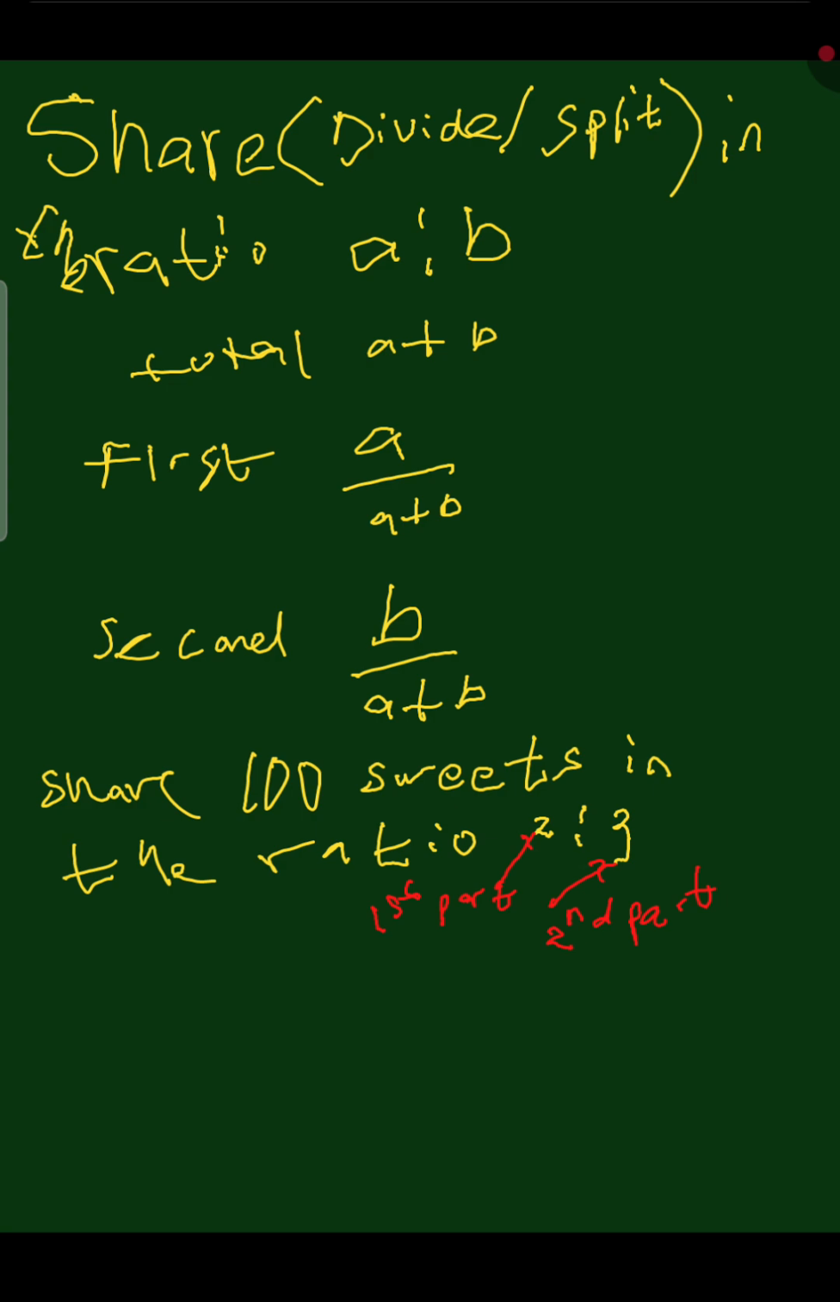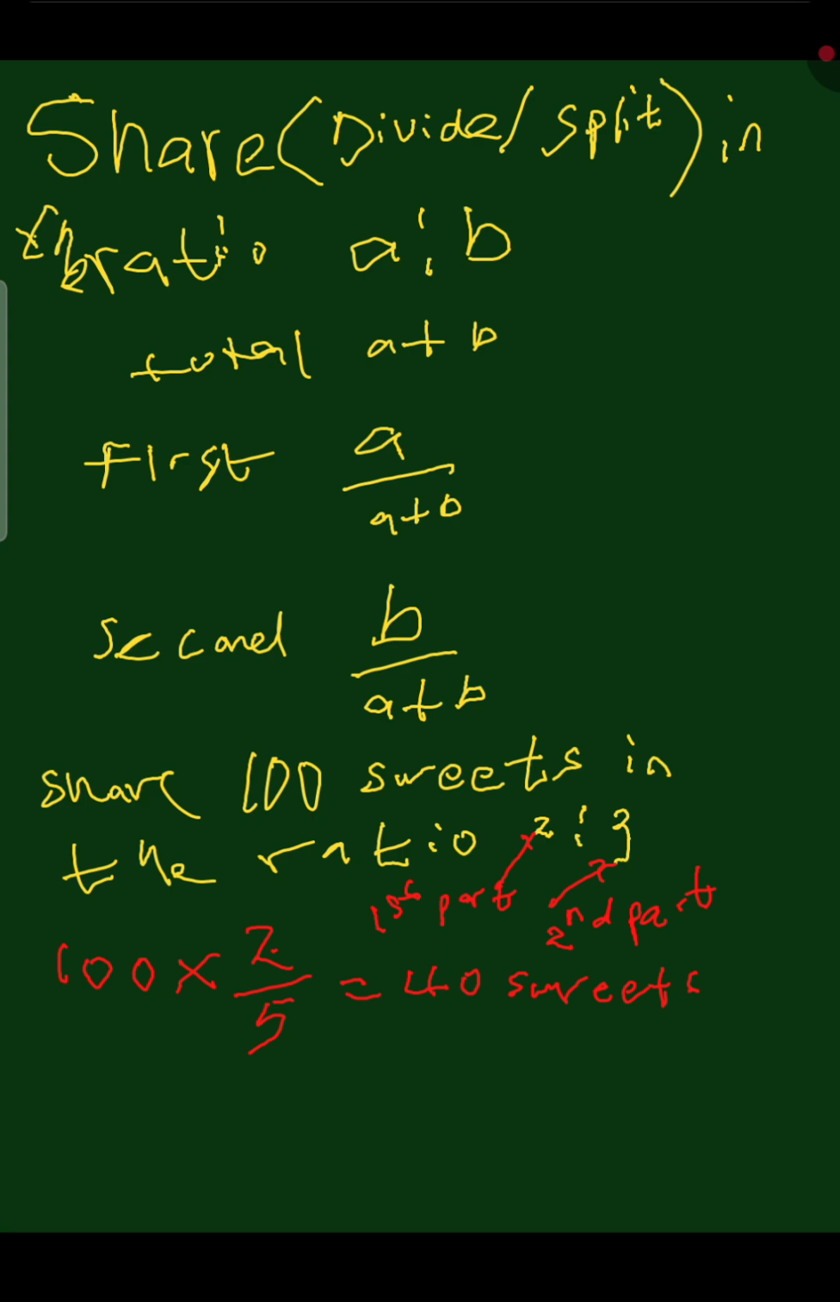Right. So in other words, now we can look at it in this way. So I'm going to say, okay, the first person, how much will the first person get? So the first person will get what? You say 100 multiplied by 2/5, and the answer will be, they will get 40 what? Sweets. The first person will get 40 sweets.